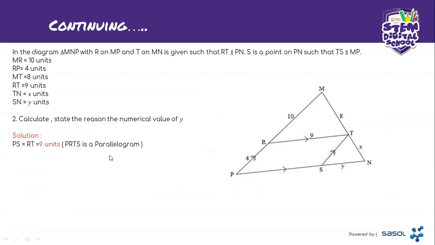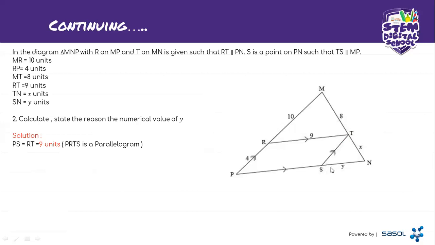Now, of course, we said that PS is equal to RT, which is 9. Why? Because PRTS is a parallelogram, and we know that opposite sides of a parallelogram are equal. They are parallel as well, they are equal, right? And that's why we now have PS as 9 units.